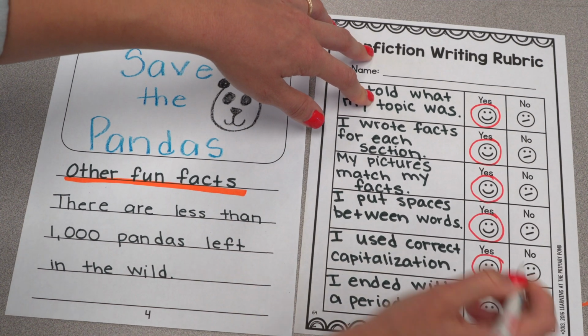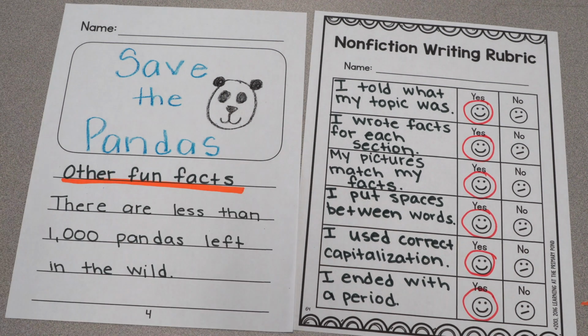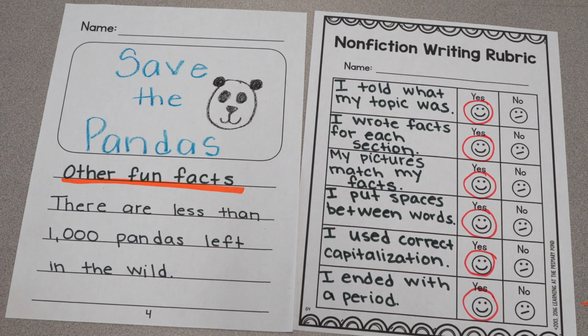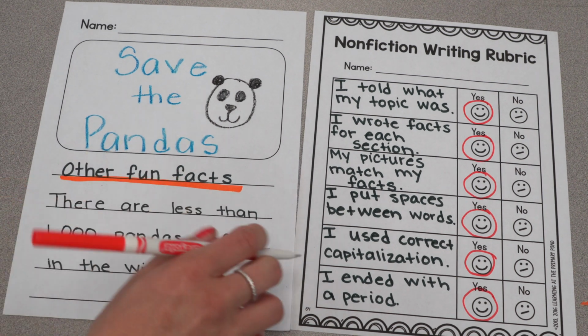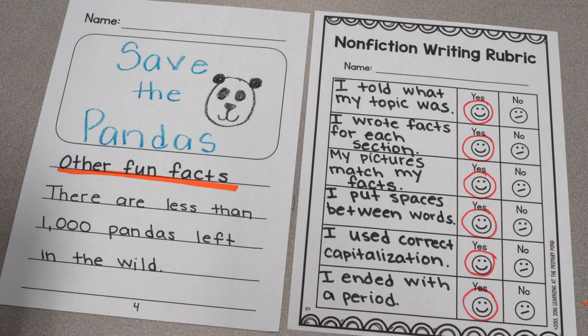Yes. Now, it's okay if you circle no for one of these things. All that means is that whatever you circled no for, you need to go back and fix in your book. For example, if my pictures didn't match my facts, so I circled no, I would just go back and fix my picture and add something to it so that it has to do with my facts. Or if I circled no because I didn't end one page with a period, I would just go back and fix it. This helps you keep track of what you need to fix because tomorrow we are publishing our books.